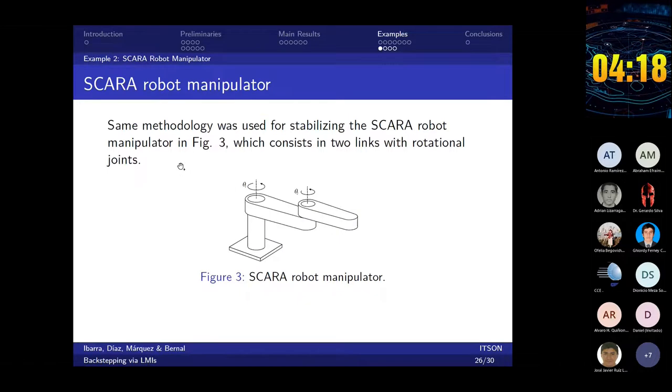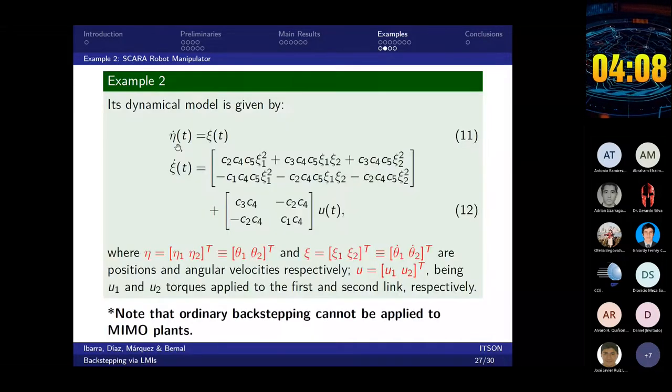Now, for example two, we have a planar robot manipulator. This consists of two links with rotational joints. The dynamical model is given by these equations. Note that chi and u are both multivariable vectors.